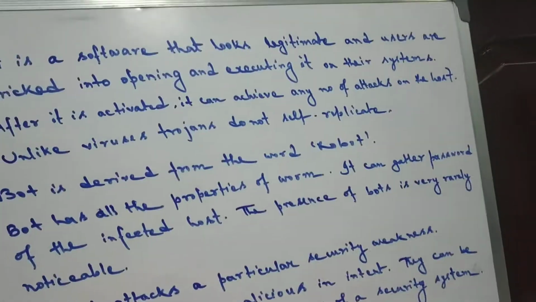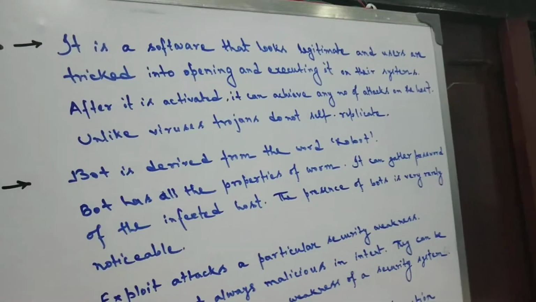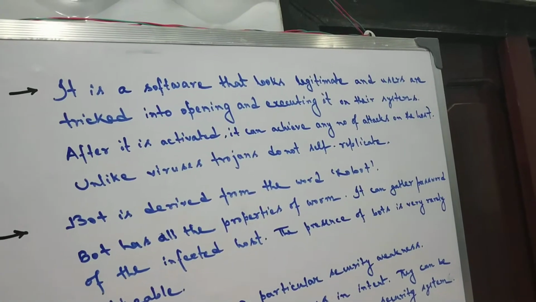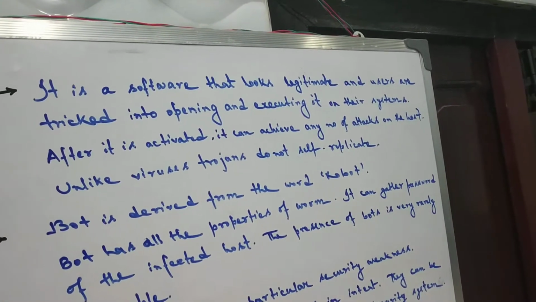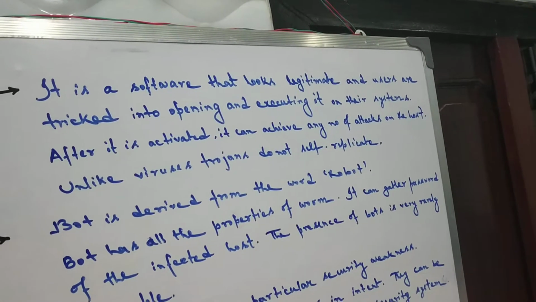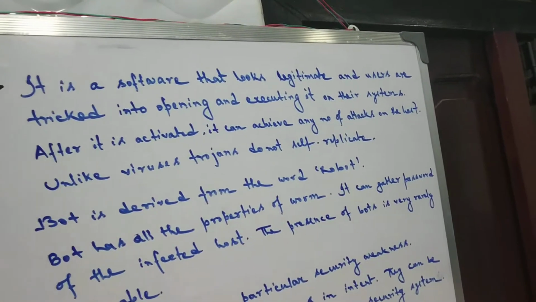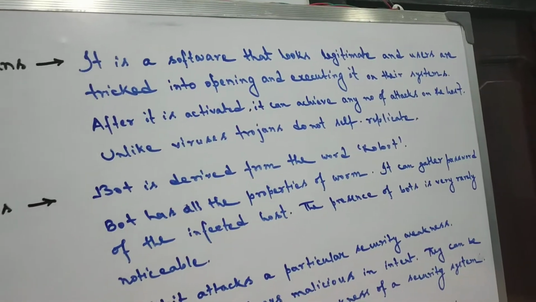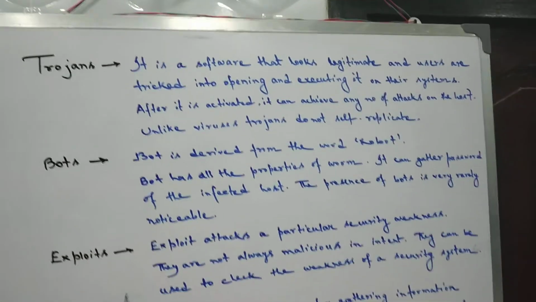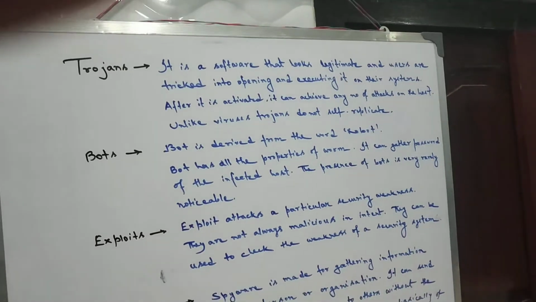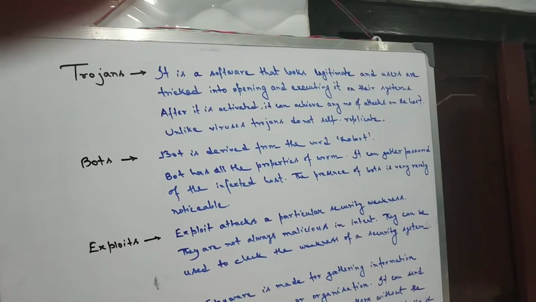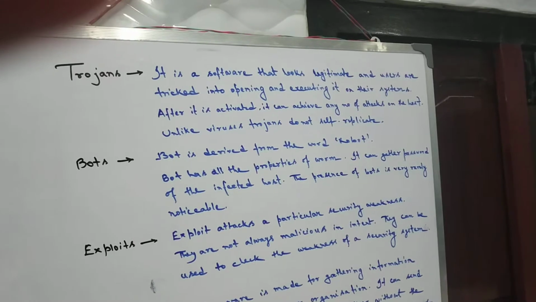It can do any kind of damage, like stealing data, activating and spreading other malware such as viruses, damaging the host, and changing the desktop. And unlike viruses, Trojans do not self-replicate. You know, a virus can self-replicate. That means a virus can make its own copy.